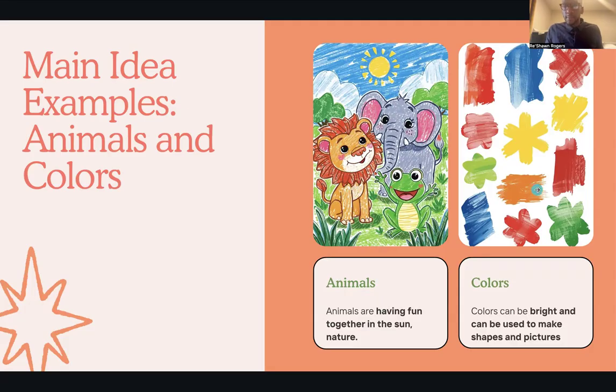Let's do another one. This picture is of colors. I see different colors that look like different shapes. Hmm. So I think that this is mostly about how colors can be bright and they can be used to make different shapes and pictures. That's what the picture is mostly about. That's the main idea.